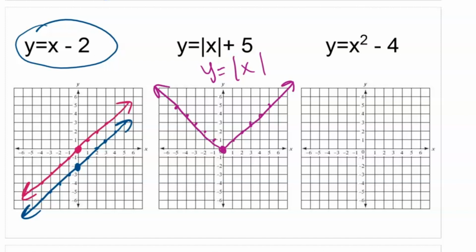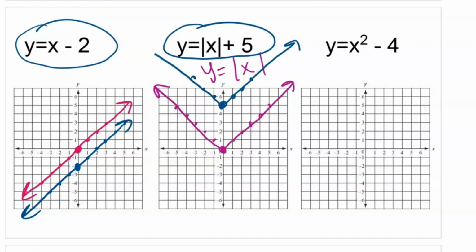Now again, I'm going to think of that parent function as my starting place. And now I'm going to graph this equation where I have y equals the absolute value of x plus 5. So I'm going to take the parent function and shift the entire thing up 5. So my vertex will be up here at 5 now. And then I'm just still going to go up 1 over 1 on both sides. So now it's shifted up like this.